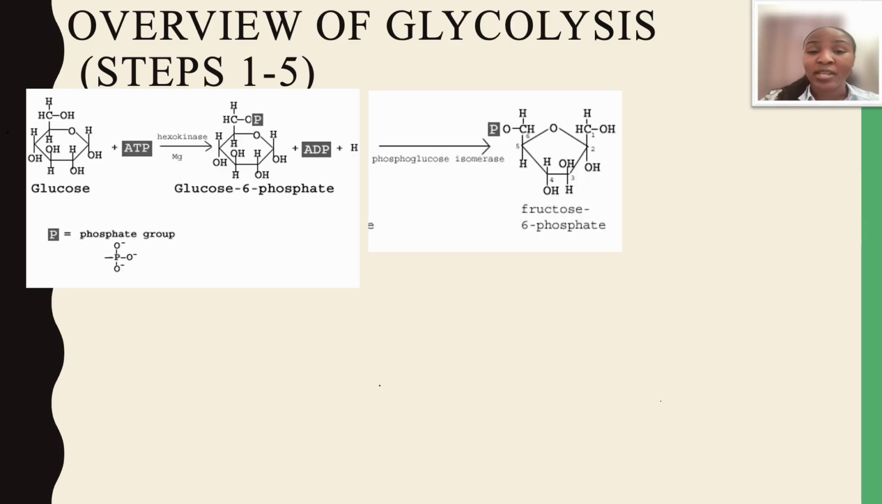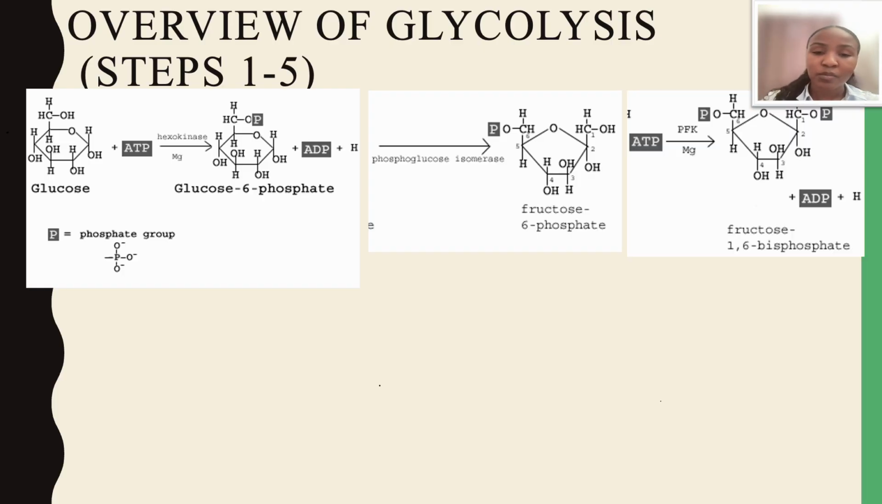Then we have isomerization that takes place by the enzyme phosphoglucose isomerase. It converts glucose 6-phosphate into fructose 6-phosphate. Then another phosphorylation takes place with the enzyme phosphofructokinase. Again, it grabs a phosphate group from ATP and transfers it over to fructose 6-phosphate. And now we have fructose 1,6-bisphosphate.